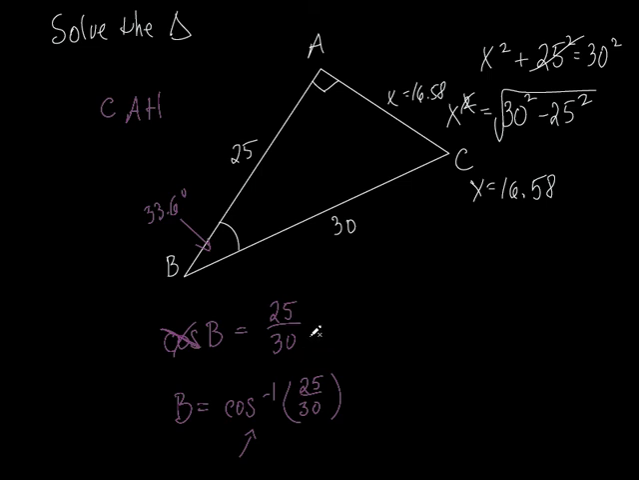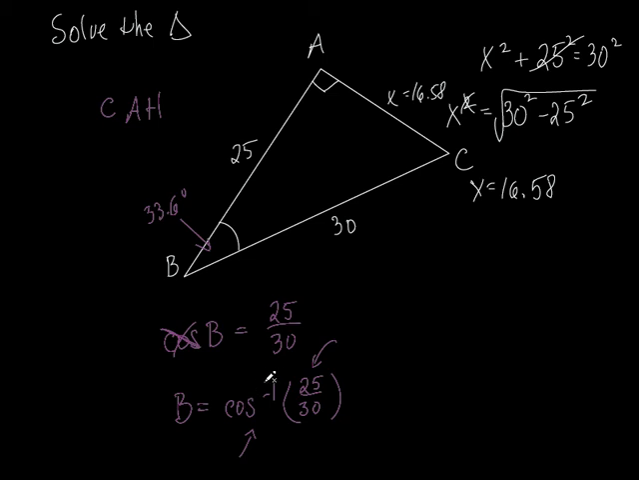TI-30XA, that's what it is, TI-30XA, then you would do this. Remember, you always do the number first, then you hit the function. So I would go 25 over 30, hit equals. Do it if you have that calculator. Punch it in there. 25 divided by 30 equals. And then guess what you hit?